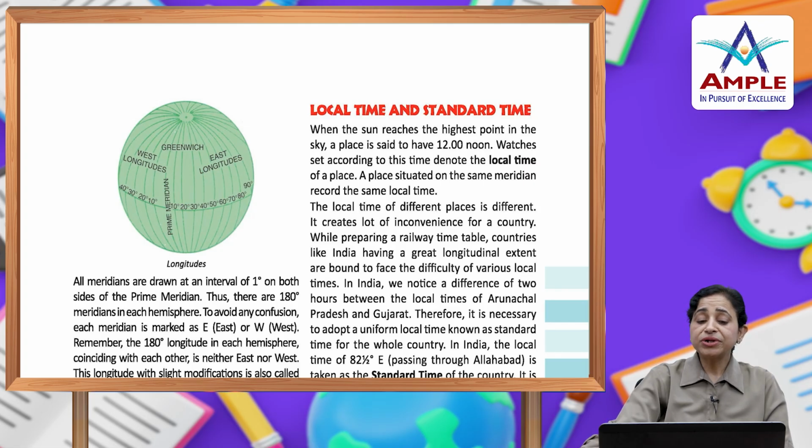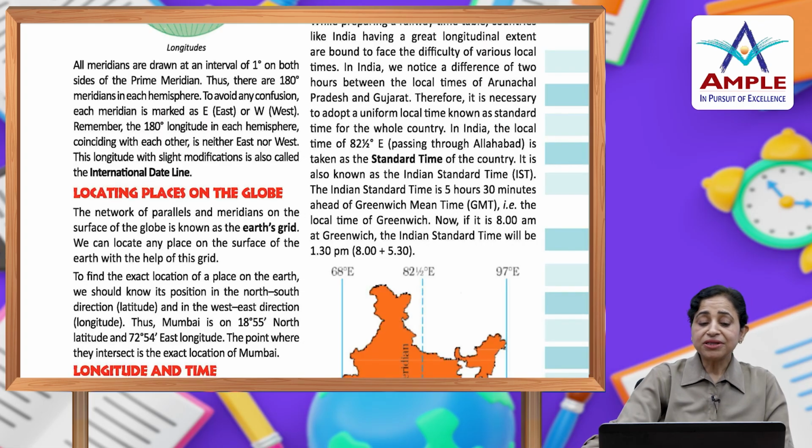All the meridians are drawn at an interval of 1 degree on both sides of the prime meridian. Thus, there are 180-degree meridians in each hemisphere. To avoid any confusion, each meridian is marked as E East or W West. Remember, the 180-degree longitude in each hemisphere coinciding with each other is neither east nor west. This longitude with slight modifications is also called the international date line.